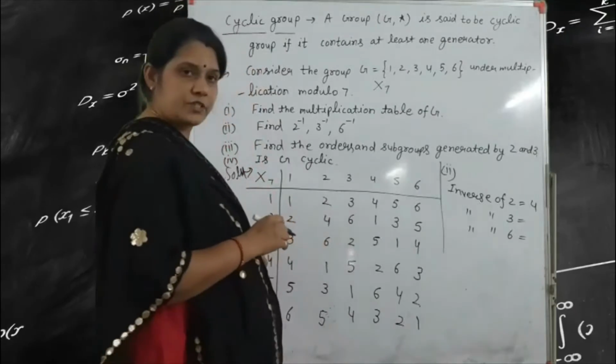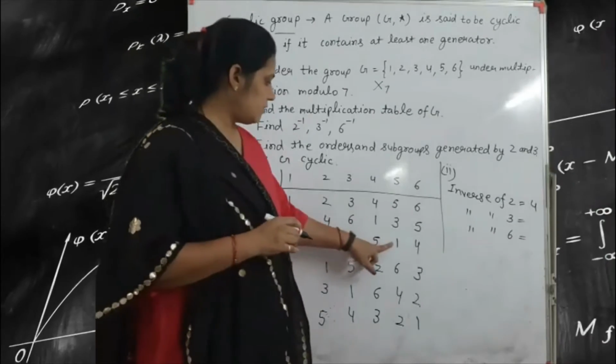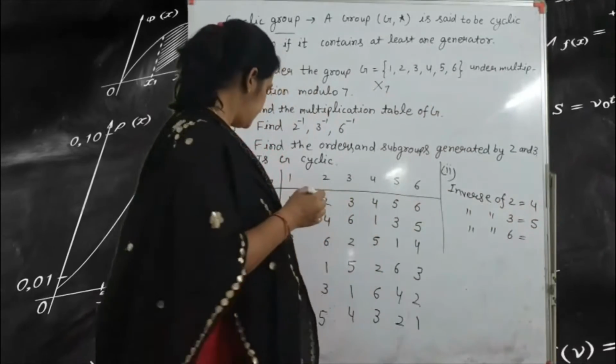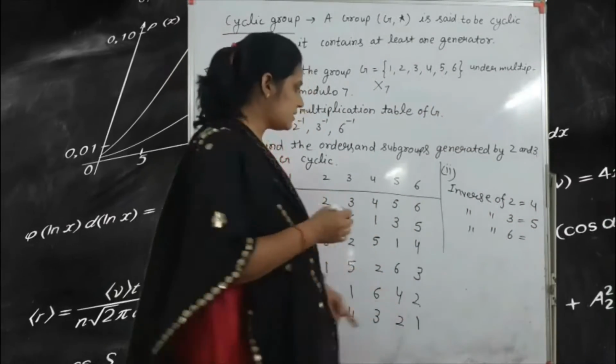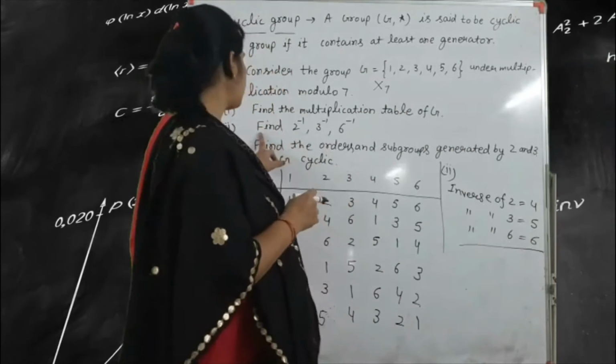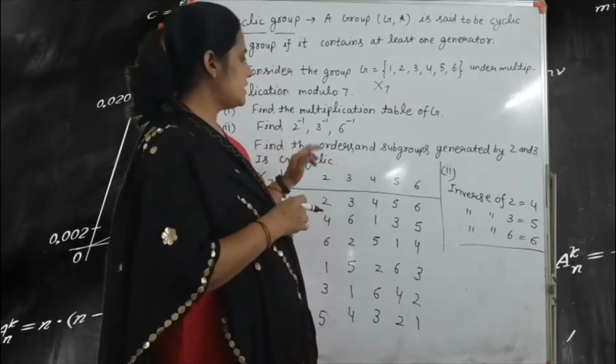Okay, next one is 3. So the inverse of 3 is equal to what? 5. Okay, and the next number is 6. So the inverse of 6 is equal to what? 6. So this is the answer of the second one: find 2 inverse, 3 inverse and 6 inverse.